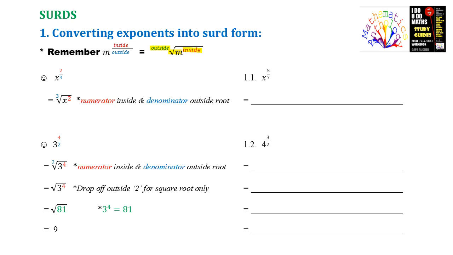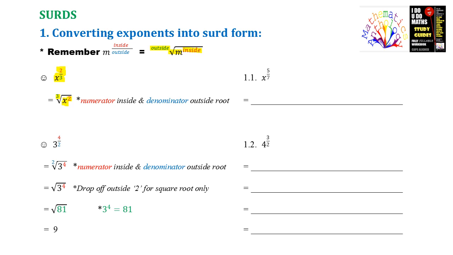So if I have an exponent which is x to the power 2 over 3, my x goes inside the root. Remember that my numerator 2 goes on the inside and my denominator 3 goes on the outside. So x to the power 2 over 3 can be rewritten as the cube root of x squared.